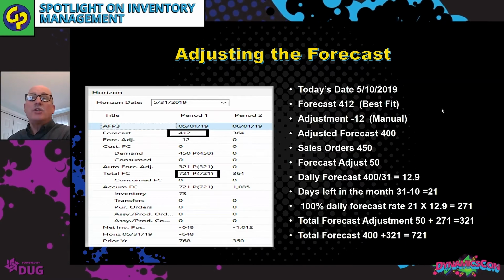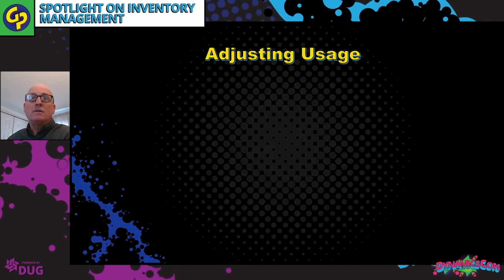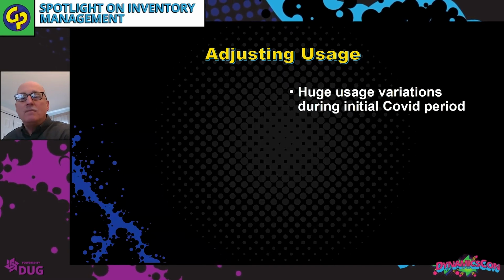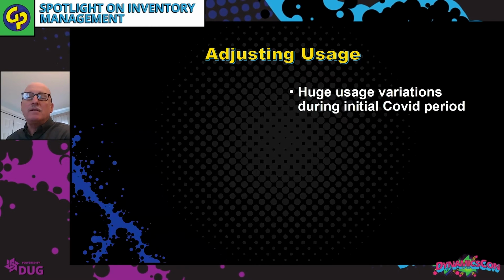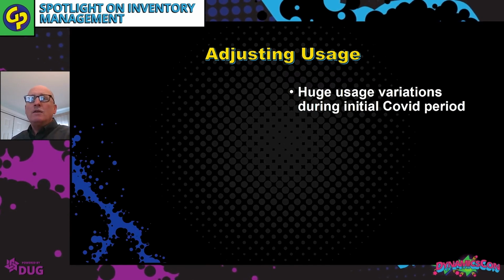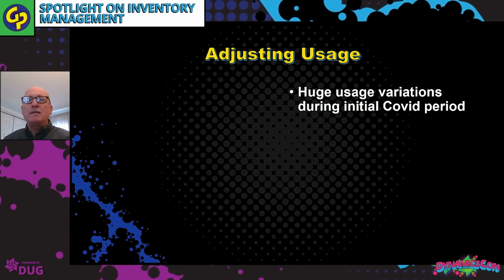Now, this is an adjustment to the forecast. There may be times when you want to make an adjustment to the usage. All right, when would that happen? Well, in this COVID period, we've had crazy, wild increases and decreases in sales, right? So we've had variations that have happened. So when you look at the history during those COVID months, you look and say, gee, that will never happen again. And we need to make some adjustments.